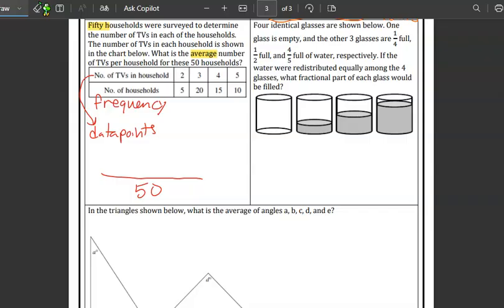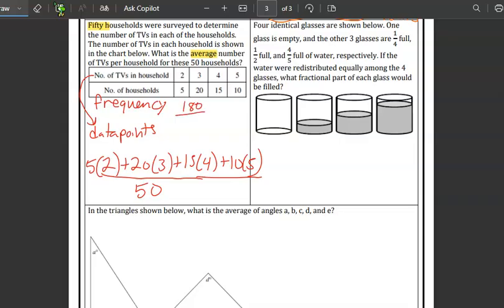To find the total number of TVs, we would multiply the frequency times the number of TVs in that household. From there, you can input this into a calculator. We'll get 180 divided by 50, and that gives you about 3.6 TVs per household.